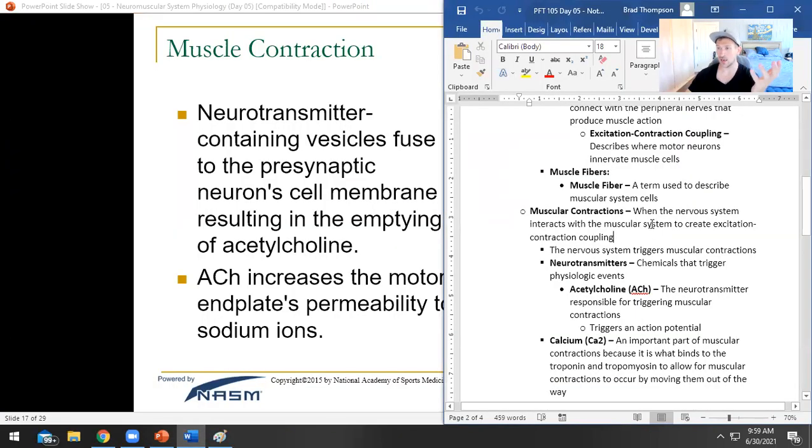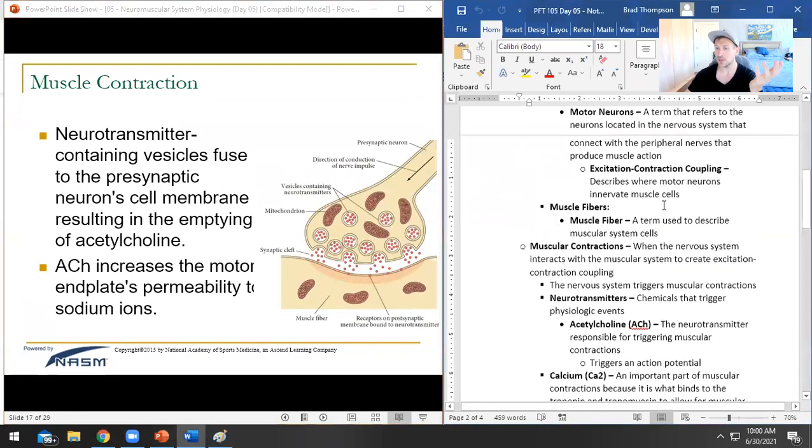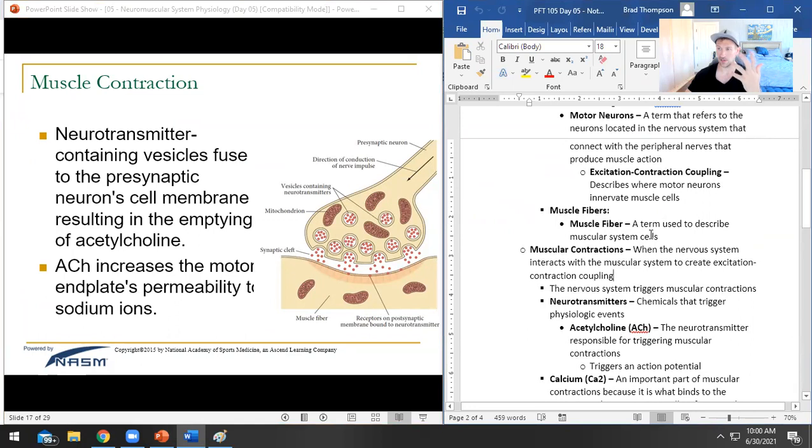So a motor neuron is a neuron that interacts with a cell, and that neuron might interact with 50 to 100 or maybe even a couple thousand cells. That's what a motor unit is, right? So a motor unit is several muscle fibers, all working together under the control of a single neuron, okay?